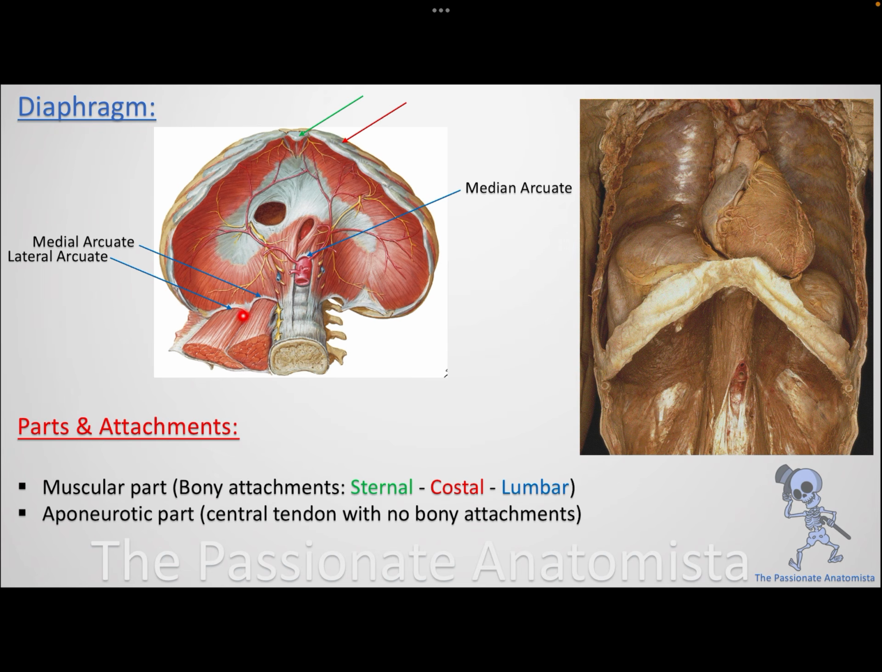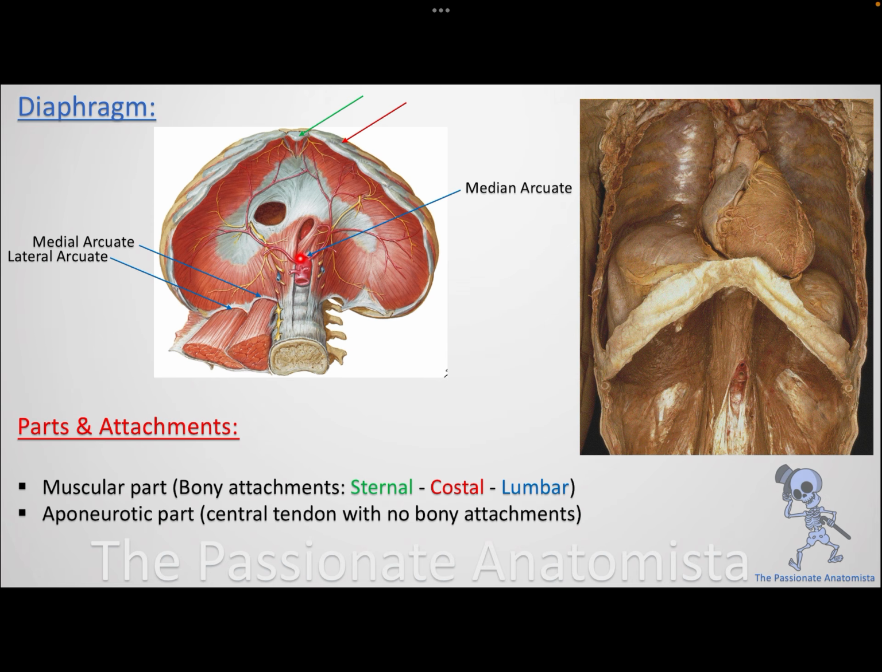I have a lateral arcuate ligament. Arcuate means it's like an arc, okay? I have a lateral one, I have a medial, and I have a median. So the lateral is what overlies the quadratus lumborum muscle. The medial is what overlies the psoas major muscle. So these are all attachments of my diaphragm. And the last ligament is the median, which is in the center.